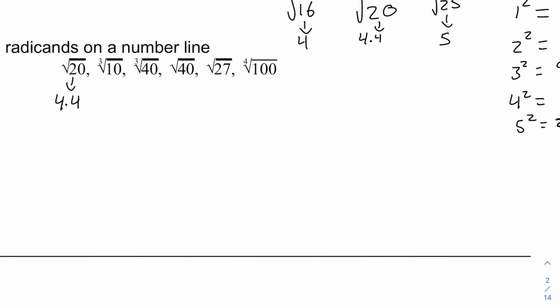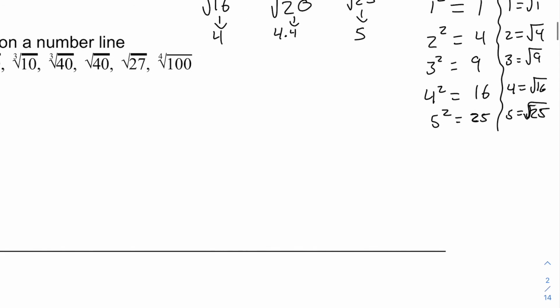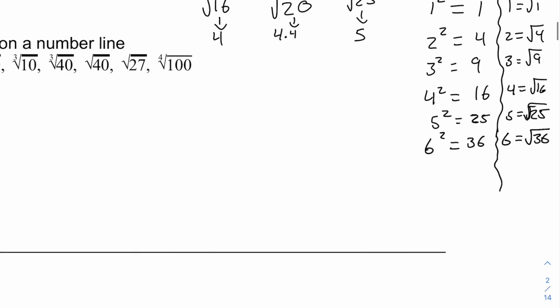Okay, now this is listed some of our square roots. So we could actually estimate square root 40 too. We're going to have to go up a little bit because right now we're only at square root 25. So let's go up a little bit more. So 6 squared equals 36. So that means 6 equals the root of 36. Okay. 7 squared equals 49. So that means 7 equals the square root of 49.